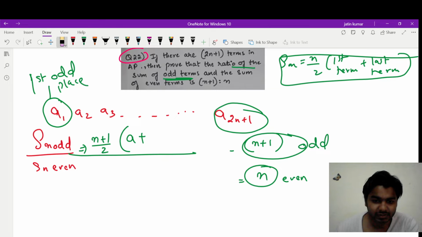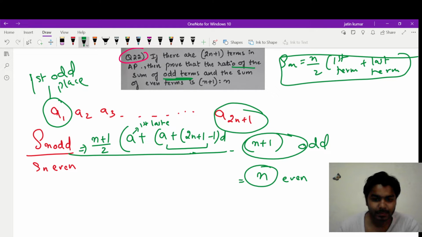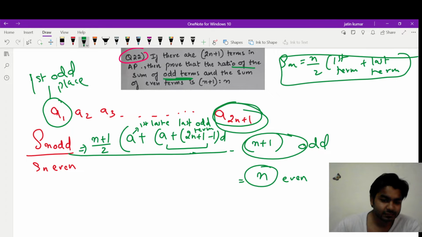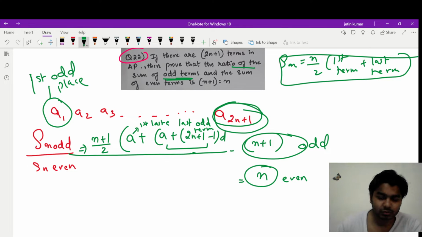Let me repeat it again. I have made a slight mistake. This is our first term. The last term will be a plus (2n plus 1 minus 1) into d. This will be our last term. Last odd term will be a plus (2n plus 1 minus 1) into d, because the series ends at 2n plus 1. So 2n plus 1 will be the last odd term, because we have total odd numbers.